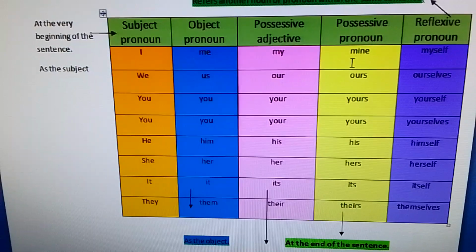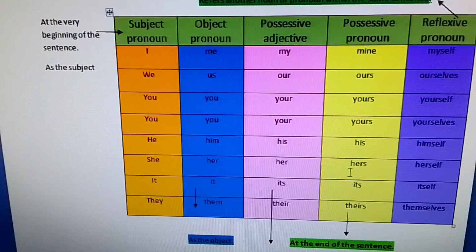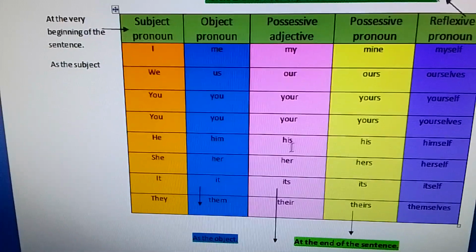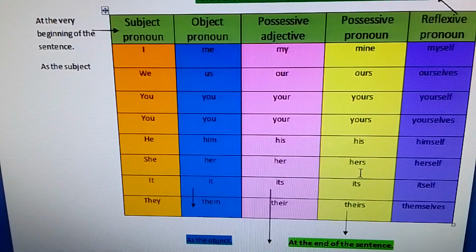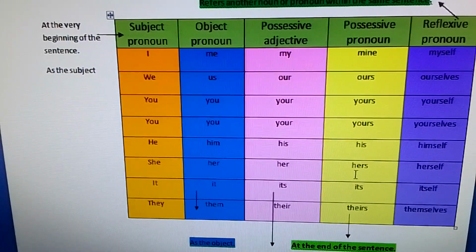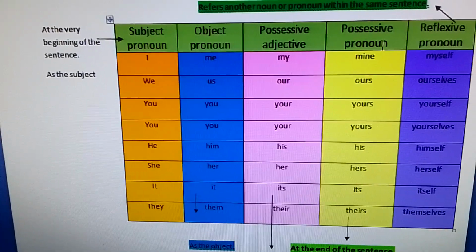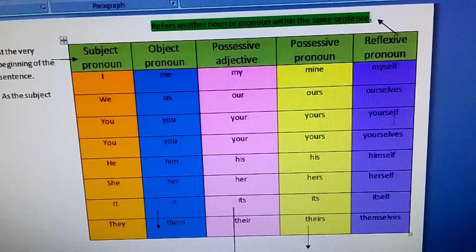This bag is mine. The shirt is hers. That is her shirt. It possesses. That shirt is hers. It is the possessive pronoun. We use it at the end of the sentence.